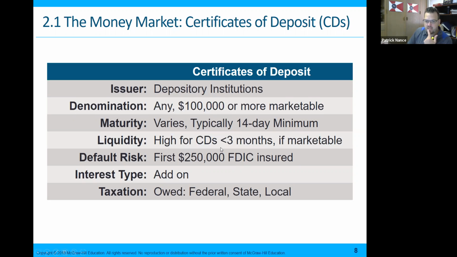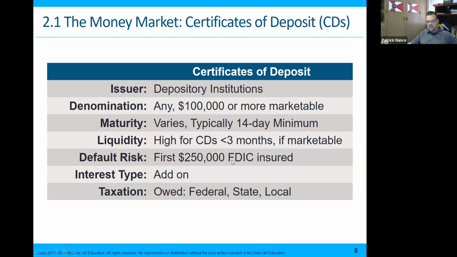Liquidity is relatively high for CDs if it's less than 3 months, meaning you can buy and sell the CD. So you have a CD and you can't receive that money out, but you can buy the rights to receive that money out, or sell your rights to receive that money from the bank. So it is fairly liquid in that way. It's just not liquid in the way that you can get your own money from the bank itself.